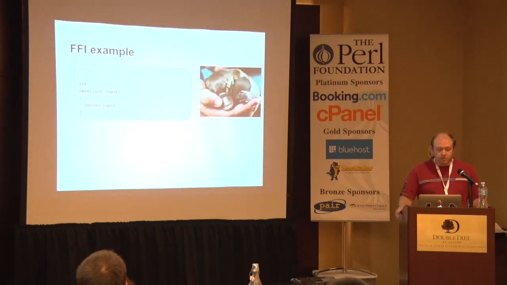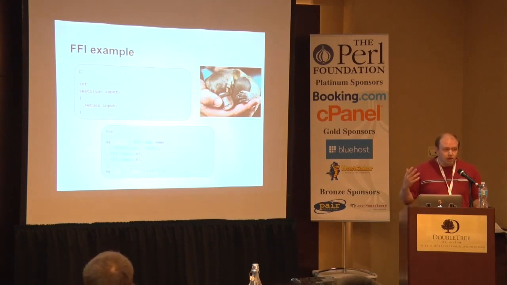And just for a quick example, say you have a very simple C function that simply returns the value that you pass into it. In order to call that using FFI raw, you create an instance of FFI raw. You give it the library name, the name of the function, the arguments, and the return type, and then you can call it as a method on that instance.